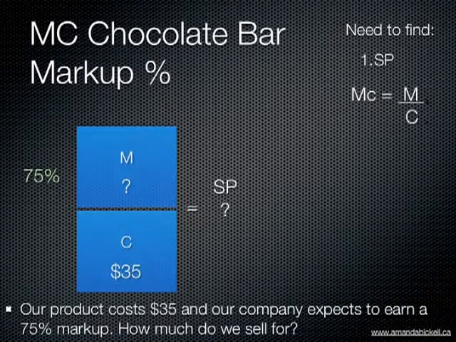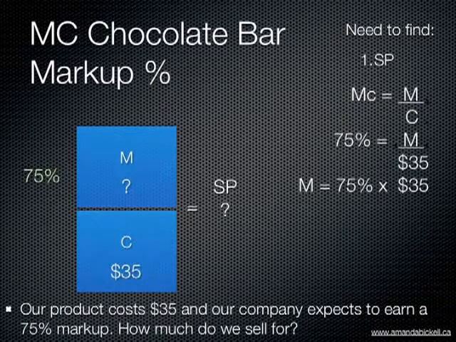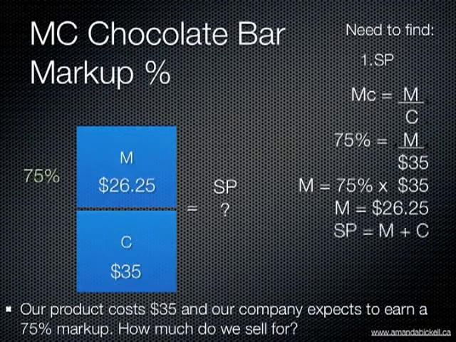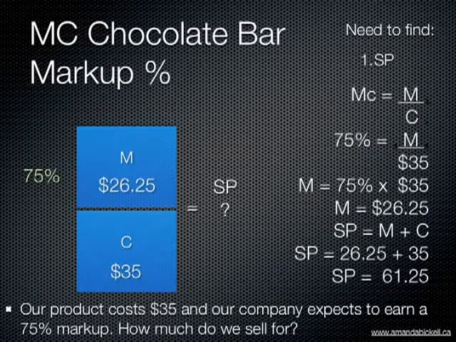We had that equation that we used just a few minutes ago, that the markup as a percentage is the markup in dollars divided by the cost in dollars. So let's fill in what we know. We can now rearrange the equation to solve for the markup in dollars. It comes out to $26.25. We can then use our fundamental equation that the selling price is the markup plus the cost, add those two together, and we come out to our selling price of $61.25.